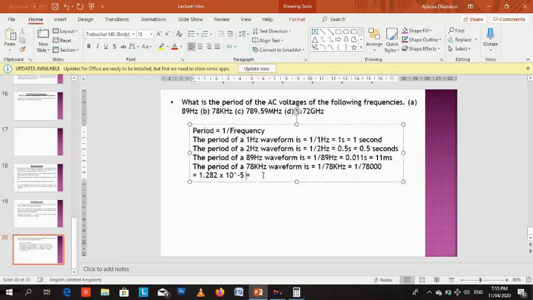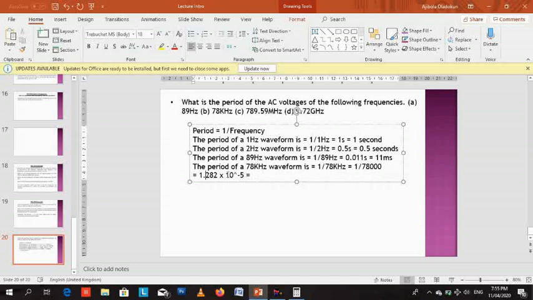So a 78 kilohertz AC signal needs only about 1.282 times 10 raised to the power minus 5 seconds to complete one cycle. It needs just 1.282 times 10 raised to the power minus 5 seconds to have one complete cycle. So that is quite short.